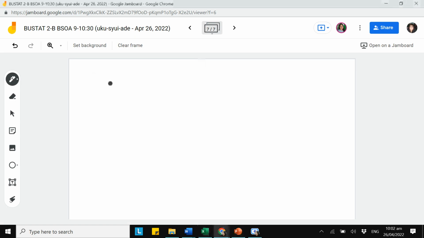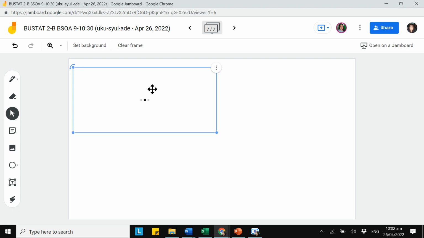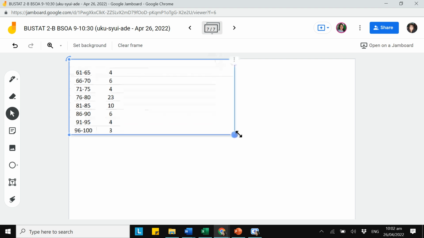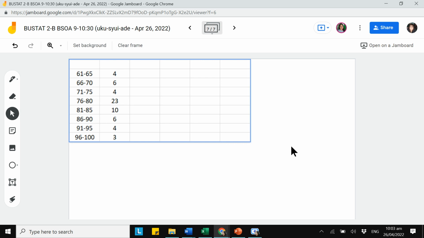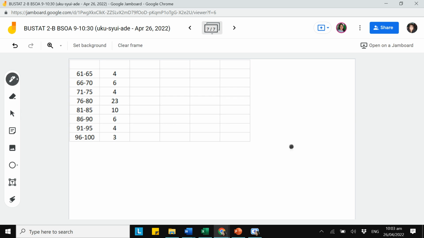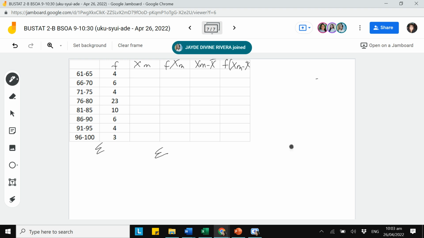Okay. So here, okay, so you're going to fill up. So this is the frequency. This is your X sub M. And then F X sub M. Then you have your X sub M minus the mean. So you have to compute the mean. So you're going to get the sum for fxm, and then the sum for frequency, and then fxm minus x for the mean.